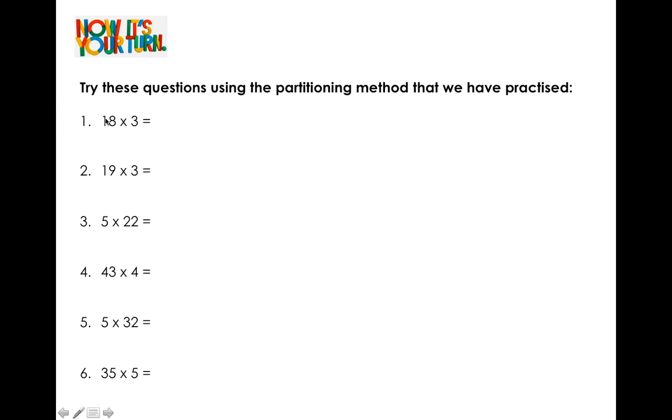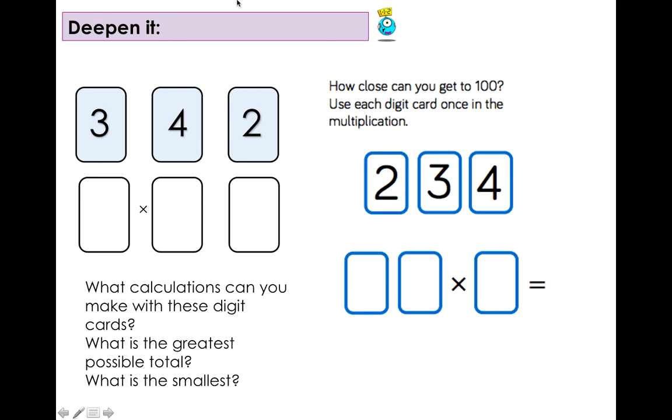So remember, splitting the 2-digit number into tens and ones, and then multiplying the tens by the single digit and multiplying the ones and adding them together. As I say, just rewind the video if you need some more examples. Super. Then for your questions today, you've got a challenge question very similar to the one that we just looked at in the video. And then another challenge where you've got to see how close you can get to 100 using these digits. And you can only use each one once.